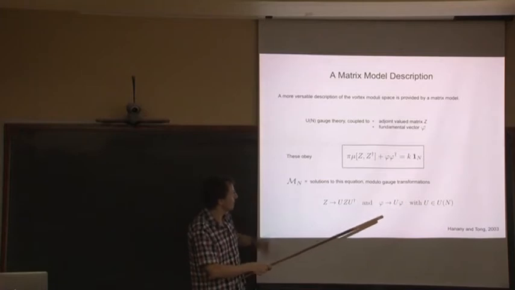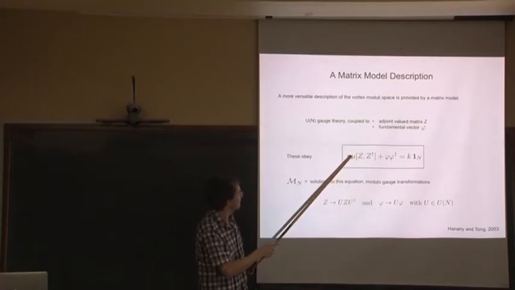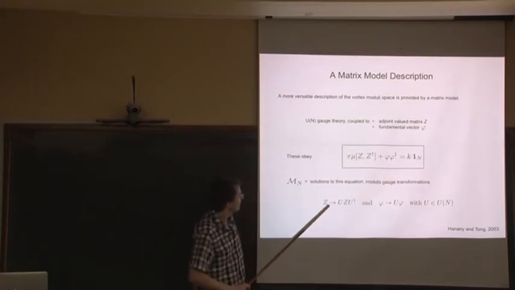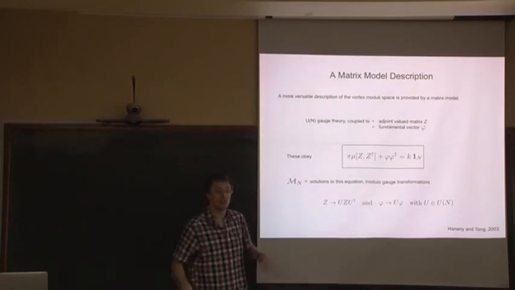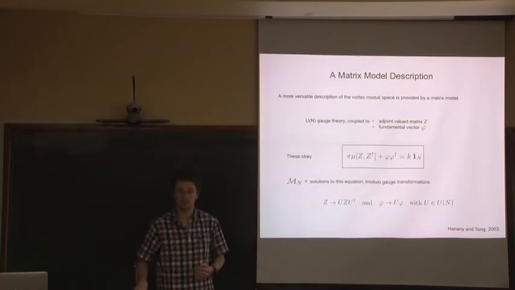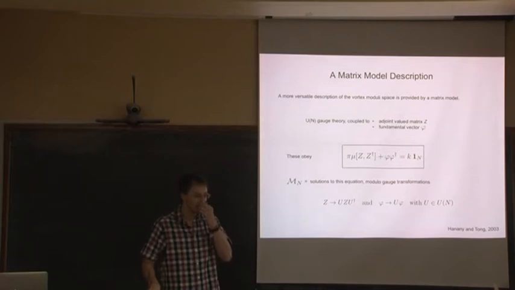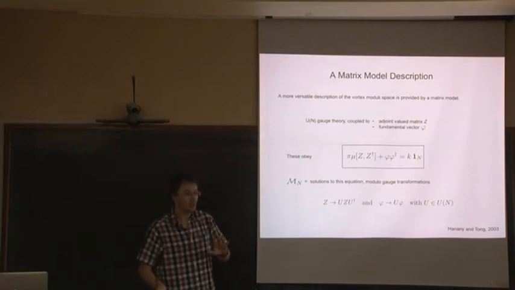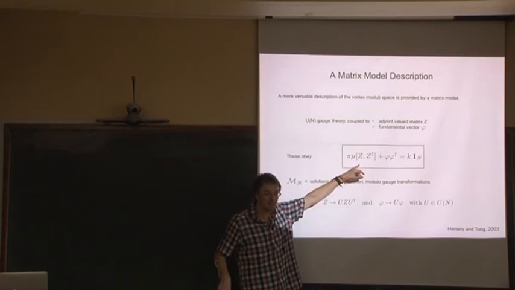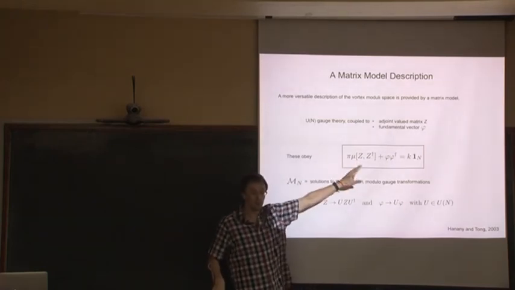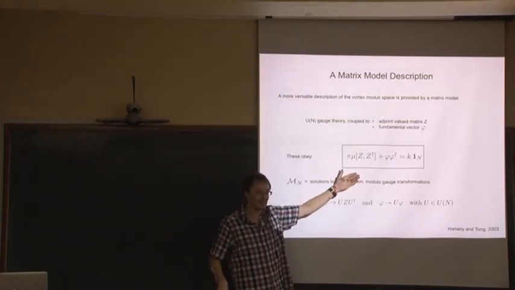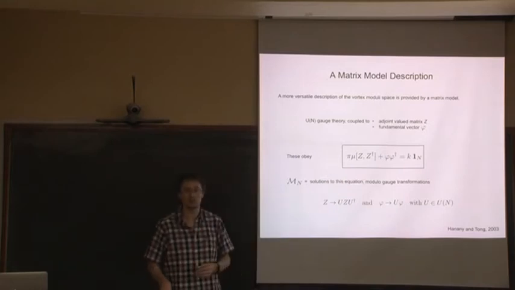So the claim of this paper that I wrote with Ami was that solutions to this equation modulo these gauge transformations is the vortex moduli space. So that was like a D-term thing. This is a D-term, yeah. So if you know about the ADHM construction, this is very similar to the ADHM construction, except you throw away half the fields. What you're left with is the vortex moduli space, not the instanton moduli space.